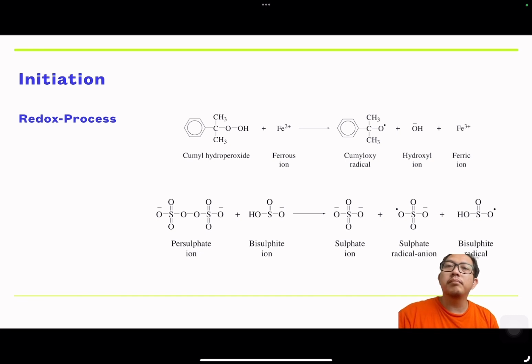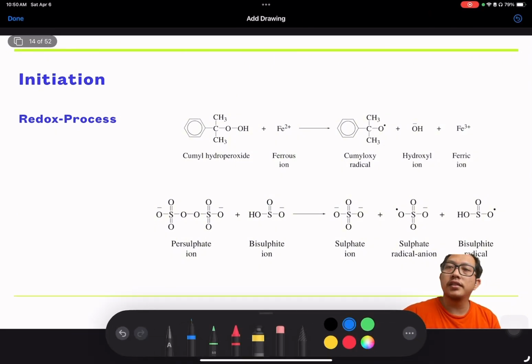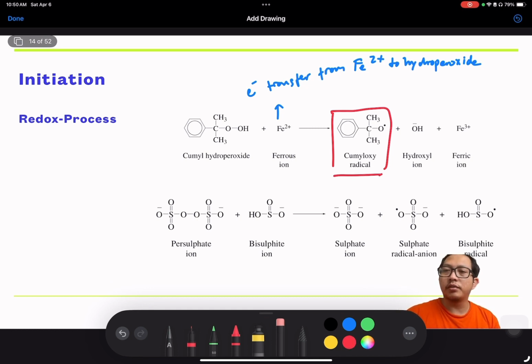Okay. The other process is the redox process. So you see, we have the cumyl hydroperoxide and the ferrous ion, and within this, we need to make sure that from this ferrous ion we have the electron transfer to the hydroperoxide, and we have this radical. Same thing with the second one, we are going to have a transfer from the bisulfite ion, so that we have the bisulfite radical.